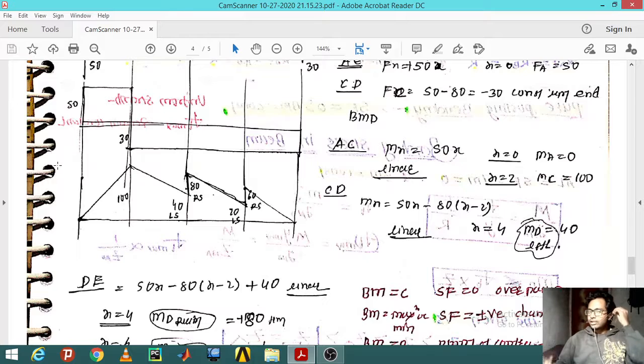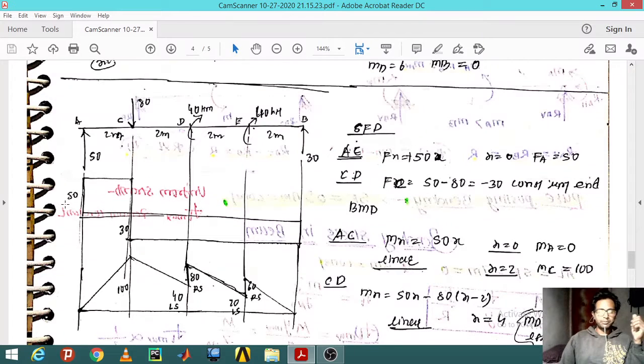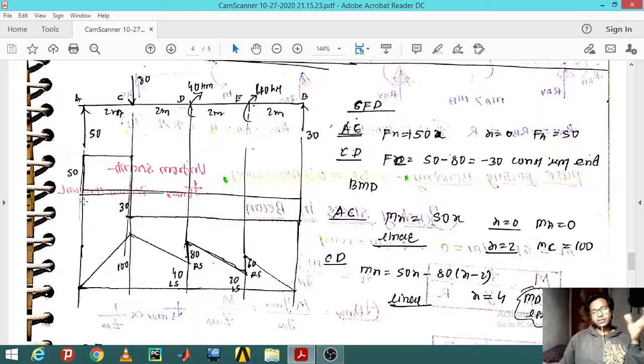We have seen that at the A point we have moment equal to 0, but at the C point we get a moment of 100, and due to the point load there is no fluctuation in the bending moment. But when you take the bending moment for a moment load, we have to find the value just before the moment and just after the moment.